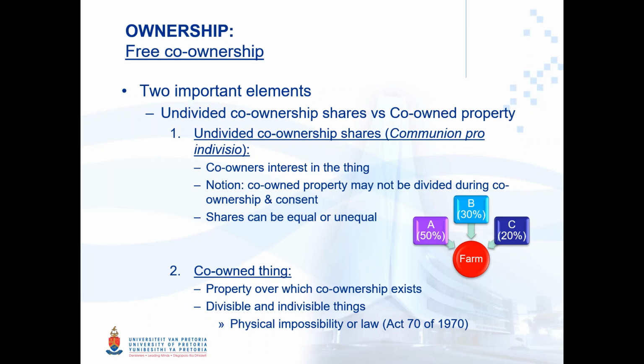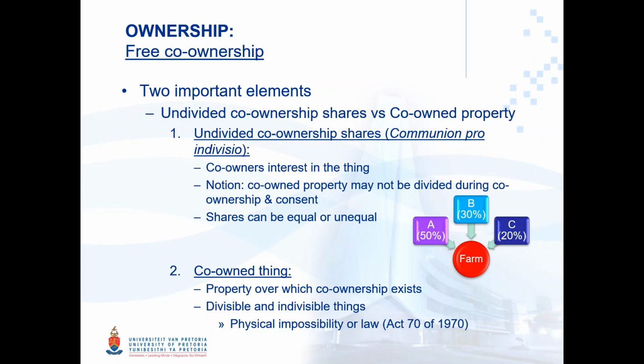Briefly, divisible things are things that can be divided into smaller components without losing their nature and function and without the components losing their proportionate value. Meaning, divisible things retain their nature, function, and value when divided, while indivisible things lose their nature, value, and function when divided, such as a chair or a cup. Indivisibility can be determined by the physical impossibility to divide the thing or by law, as legislation that makes a thing indivisible or prescribes certain procedures before something may be divisible.